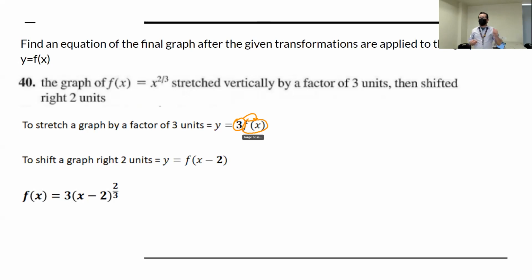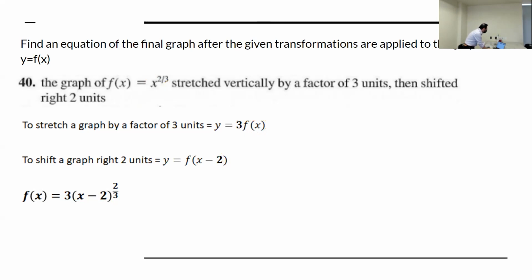And then if we're shifting the graph right 2 units, that means that a shift to the right, we're subtracting the units. And so that means that it's f of x minus the units, which in this case is 2. Now, if f of x is x to the 2/3, it means we're multiplying by 3, and whatever is inside the function, we are subtracting 2. And that gives us the complete function, which is f of x equals 3 times (x minus 2) to the 2/3. Okay? The procedure is correct.